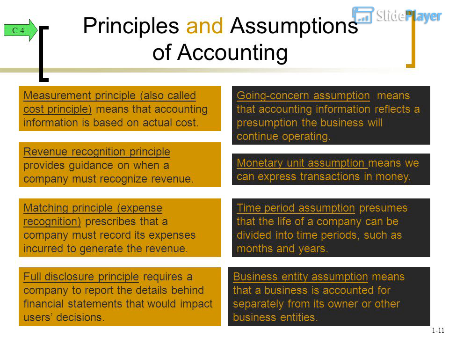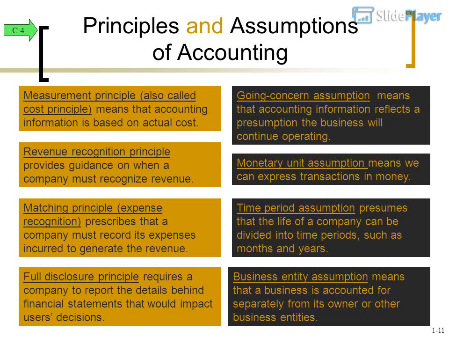Accounting assumptions. The going concern principle states that, in the absence of information to the contrary, the business entity is assumed to continue operations into the foreseeable future. The monetary unit principle means we can express transactions in monetary terms. The time period assumption presumes that the life of a company can be divided into time periods, such as months and years. A business entity means that a business is accounted for separately from its owner or other business entities.